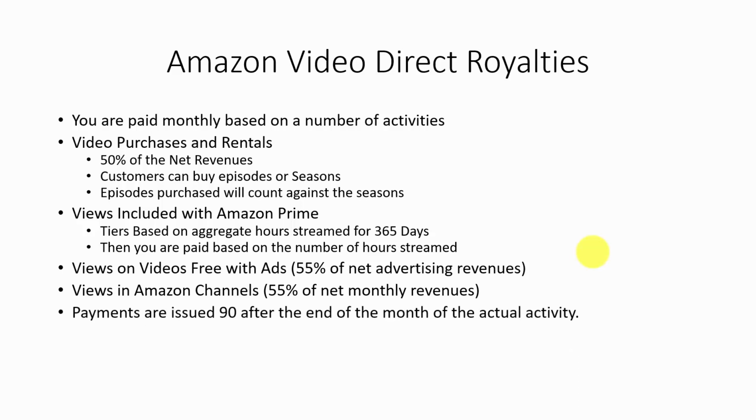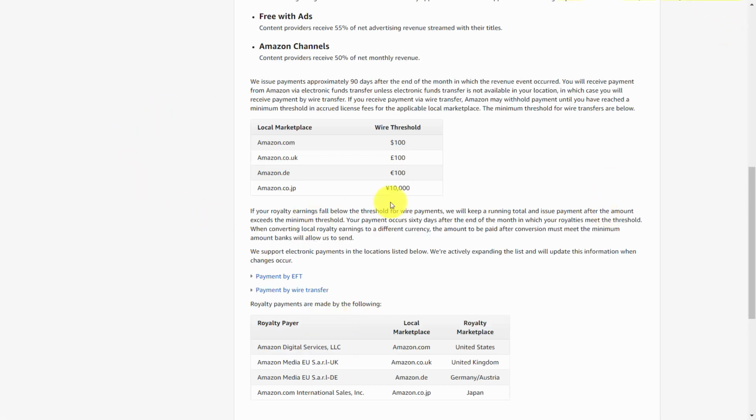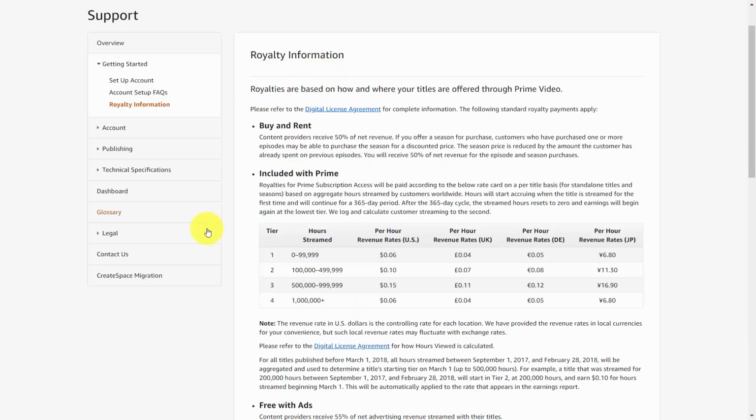When that happens, payments are going to be issued 90 days after the end of the month after the activity occurs. And payments are going to be made to the bank account that you've already set up, unless you choose to have payments wire transferred. And when you have wire transfers, you are going to have a certain dollar threshold to meet before you can be paid. And you can look at the details of the threshold as well as the tiers and Prime streaming in the royalty information section of your support area.